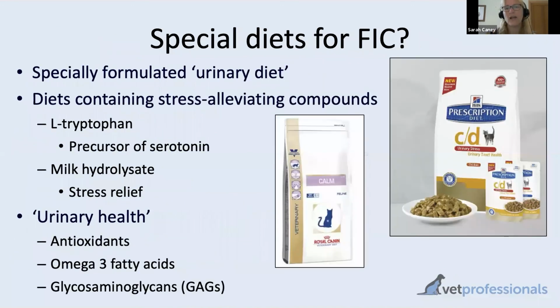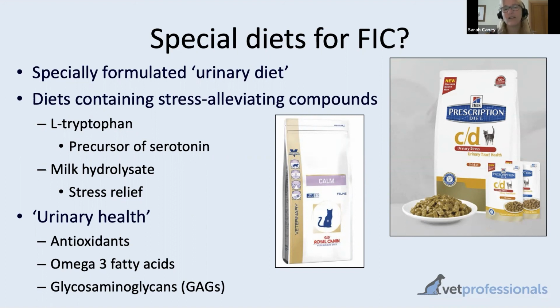There are some therapeutic diets, what you might call a prescription diet for urinary problems in cats, and some of these are aimed at cats with idiopathic cystitis as well. I've just got 2 pictures here, but there are more than I have included here, and not displaying any sort of allegiances to companies, but just to show you some examples.